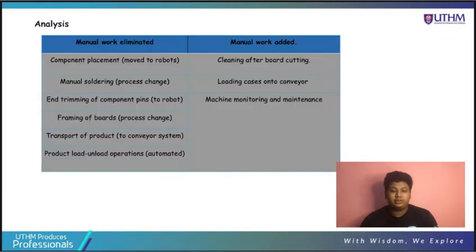Next, we go to the analysis, where we have 2 types of analysis. The first one is manual work eliminated. In the work eliminated, the first is the component placement, the second one is the manual soldering, then end trimming of component pins, and the framing of board, and the last one is transport of product.